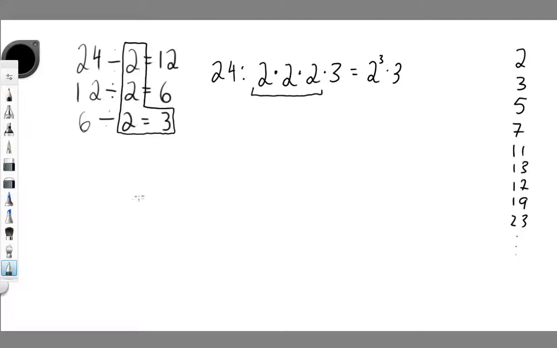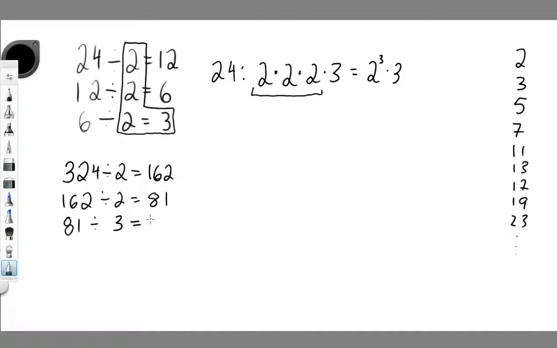Why don't we try a bigger number? Let's go with 324. Again, I'll look at what numbers divide 324. So 324 divided by 2 is 162. Now let's divide 162. That's divisible by 2. Divided by 2, that's 81. Now 81 is not divisible by 2, so I go to the next number. 81 is divisible by 3, and that gets me 27.